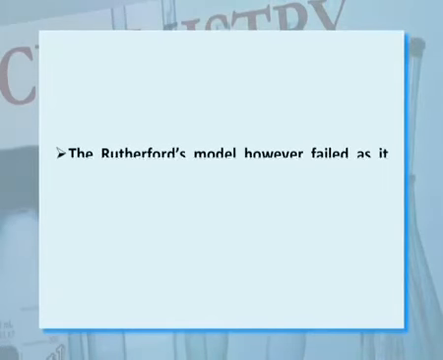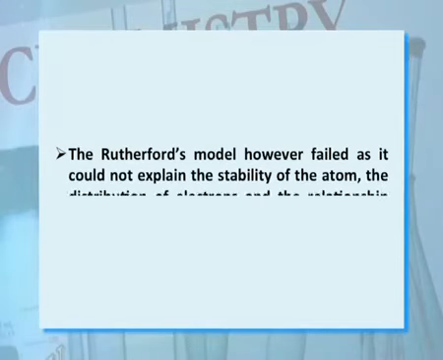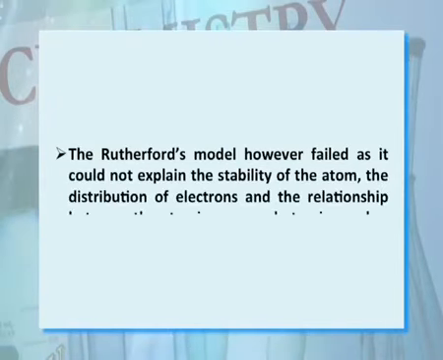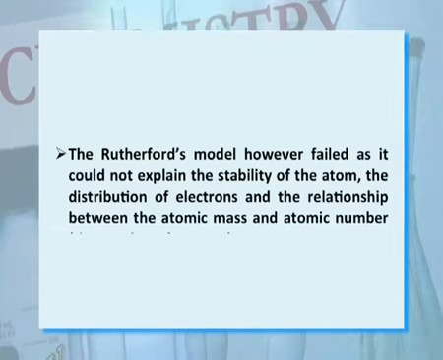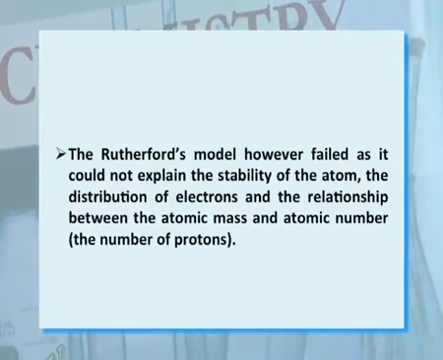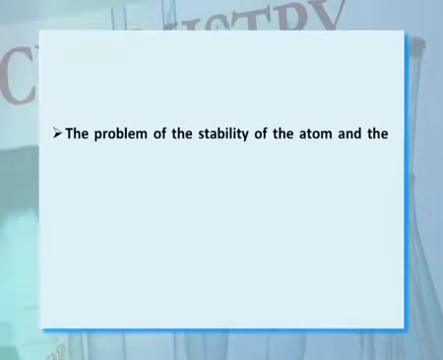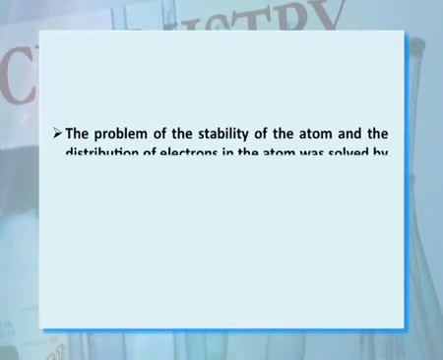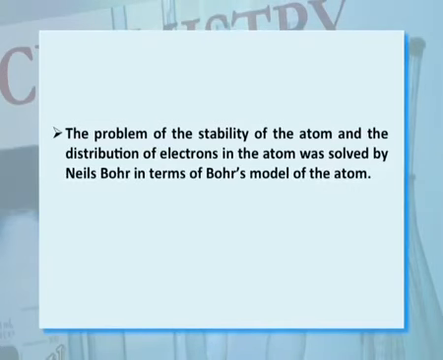The Rutherford model, however, failed as it could not explain the stability of the atom, the distribution of electrons, and the relationship between the atomic mass and atomic number, the number of protons. The problem of the stability of the atom and the distribution of electrons in the atom was solved by Niels Bohr in terms of Bohr's atomic model.